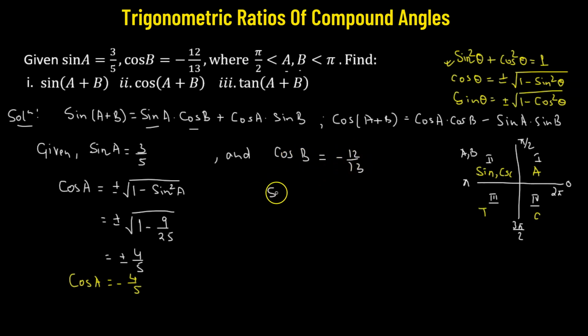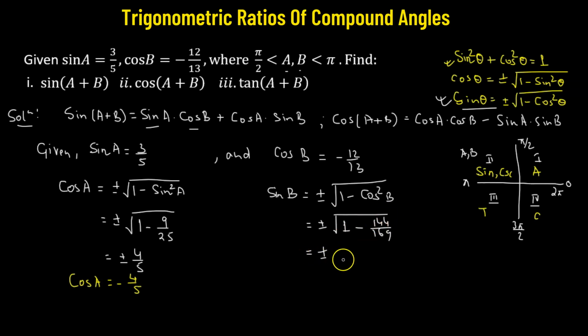Now that we have cosine of B, we can immediately find out the value of sine of angle B. So sine of angle B will be equal to plus or minus square root of 1 minus cosine squared B. We have replaced theta with B in this particular formula. So let's replace the value of cosine B with negative 12 over 13. So we have 1 minus negative 12 over 13 whole squared, which is 144 over 169. So that will be equal to plus or minus 5 over 13. Fine. So this is the value of sine of angle B.